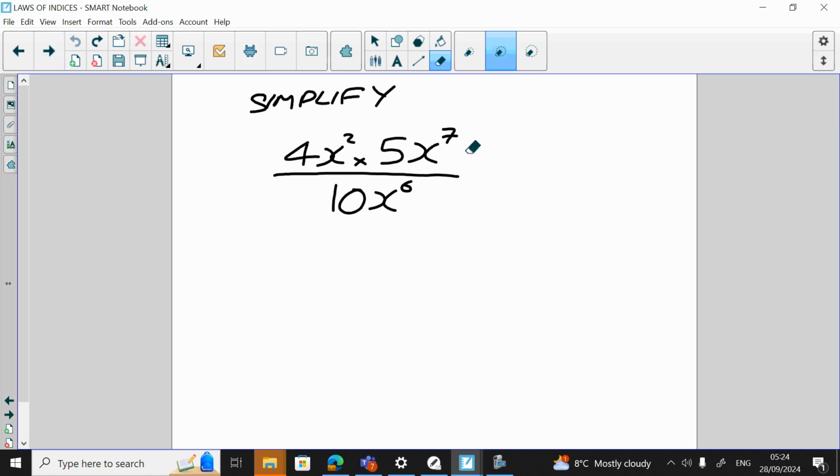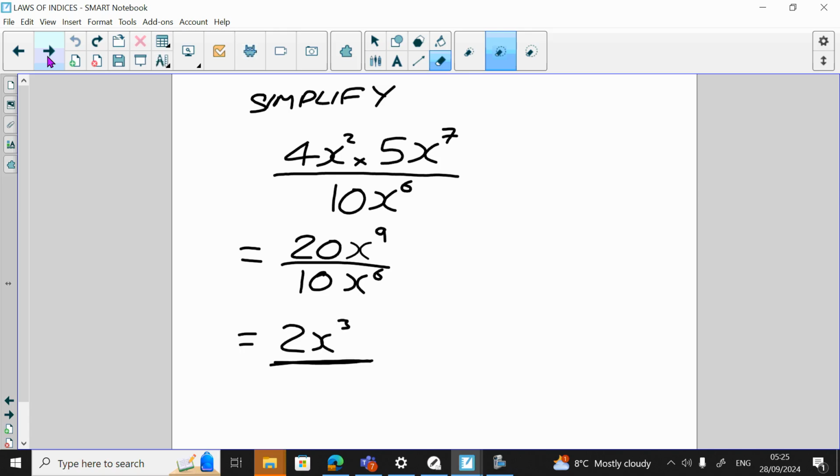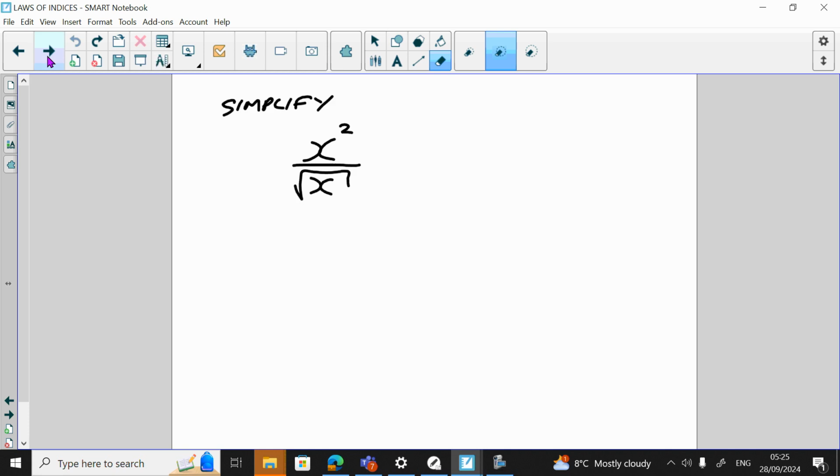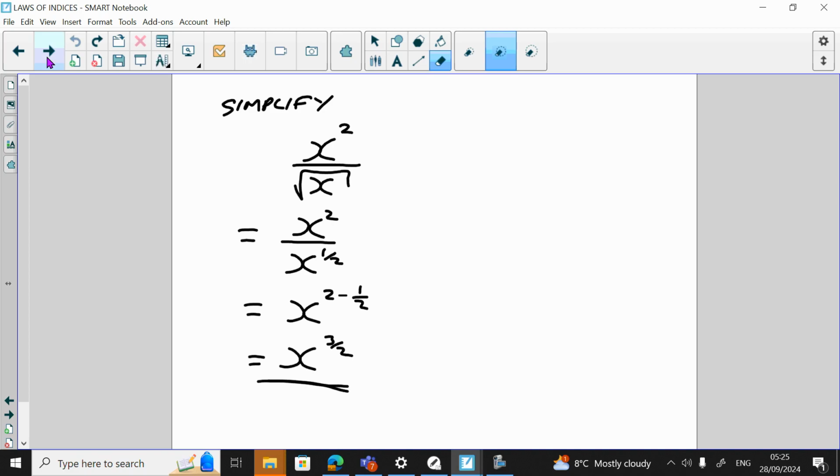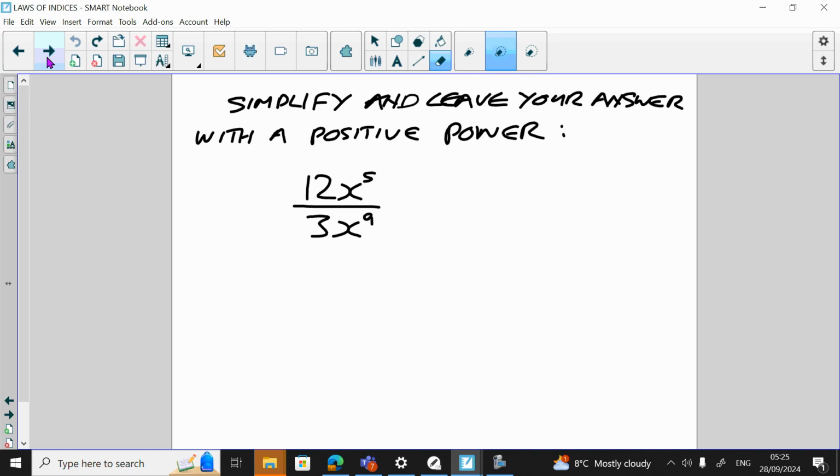Here, why don't we deal with the top first? 4 times 5 is 20, x to the 2 times x to the 7 is x to the 9. And that's us there. 2x cubed. Square root of x over root x. Interchange it, root x is x to the half. 2 to the half. 3 over 2. That's us.